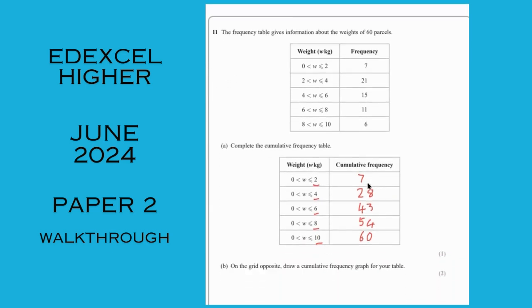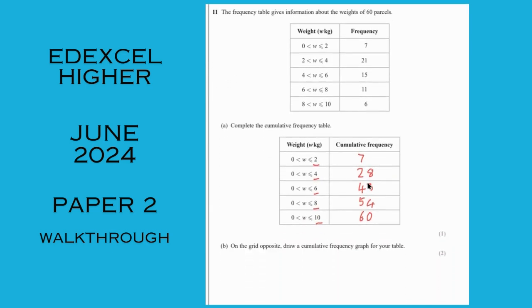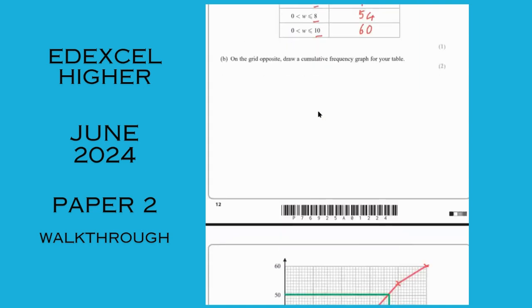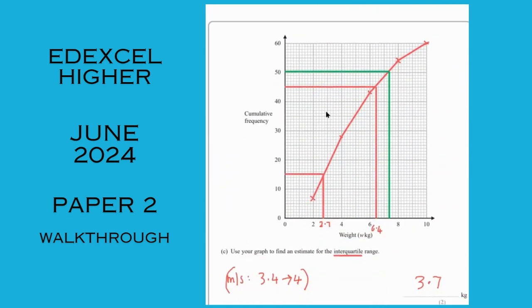Number 11, because I'm useless with technology, yep, I've already cheated. So don't forget, cumulative means add up as you go along. So 7, add on the 21, add on the 15, and so on. On the next page, yes, I've already drawn the graph, but don't forget when you're drawing cumulative frequency, you must use the upper class boundaries. So it's those values on the x-axis plotted against those values on the y-axis.